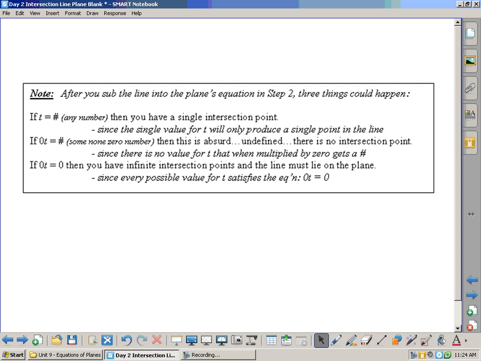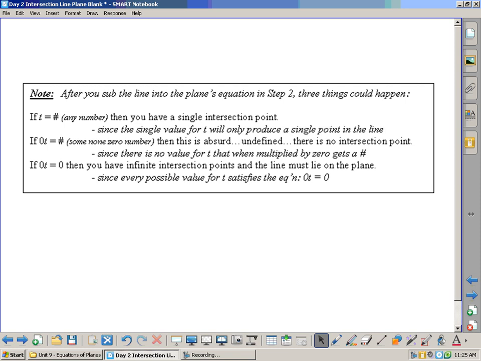This is possible. In fact, this is entirely possible. In fact, every value for t will satisfy this equation. 0 times 6 is 0. 0 times 50 is 0. So every possible value for t satisfies this equation, which means you can get an infinite amount of answers. So you take any value for t, you plug it in, you're going to get a point. And any other value for t is going to work. So when you take the line and substitute it into the plane and you get 0t equals 0, you have an infinite intersection, which means the line must lie on the plane.